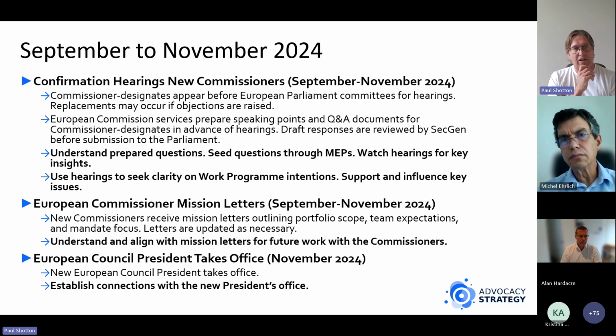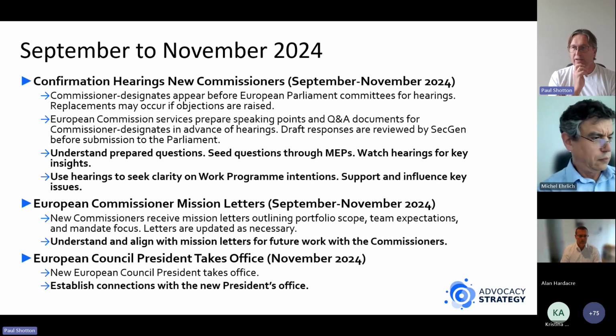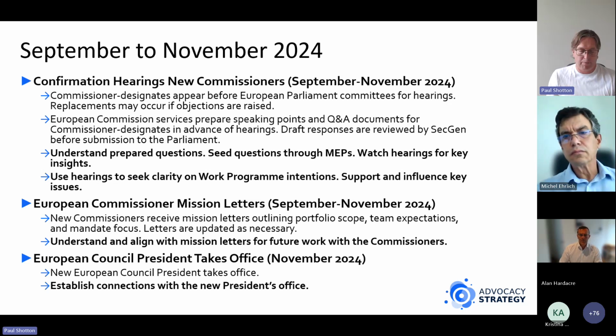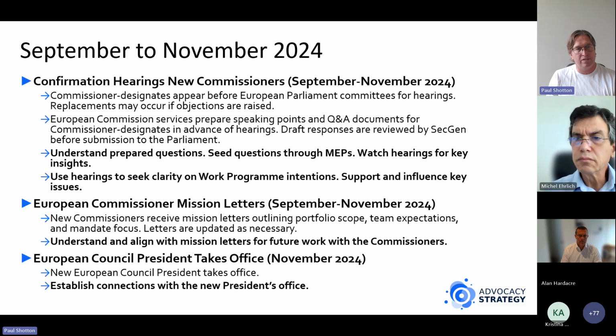So here we are really looking to have clarity upon the intentions of the work program in the coming period and understanding, and influencing some of those issues. In parallel, as we know, the European Commission is preparing that transition process. So the services have been drafting mission letters with the support of the Secretariat General. And those letters have been evolving in an iterative process with feedback shaped by the priorities of the President of the European Commission. And these letters then are very important in shaping our understanding of key files within the European Commission, within the DGs that matter to you and your organization.